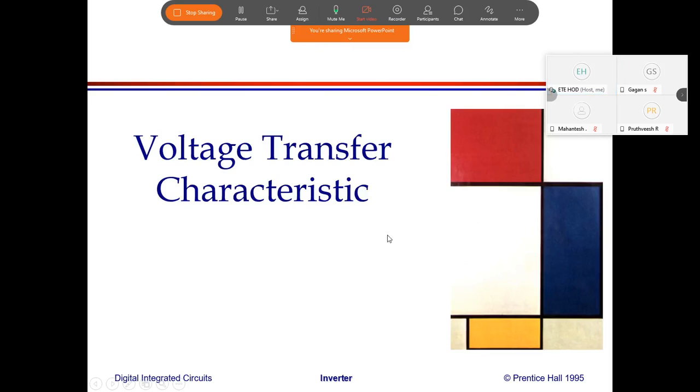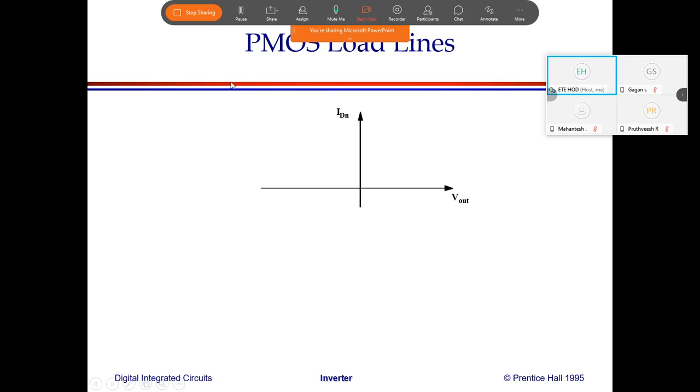There are lots of PPTs available. One of the PPTs is for the voltage transfer characteristics of the CMOS inverter. On the x-axis you have the output voltage V out, and on the y-axis you have IDN, the drain current. This is for the PMOS. For the PMOS, can I write V in equal to... this is all related to PMOS, so let me come to this a bit later.